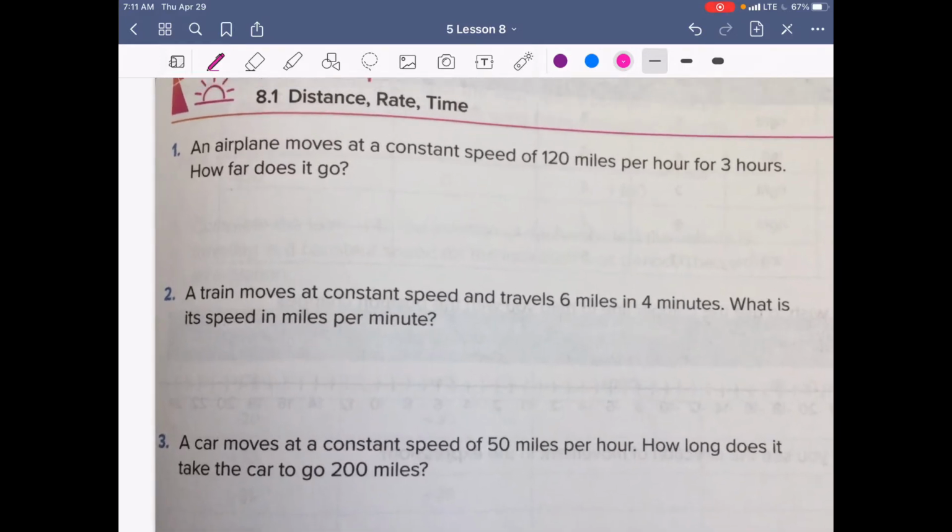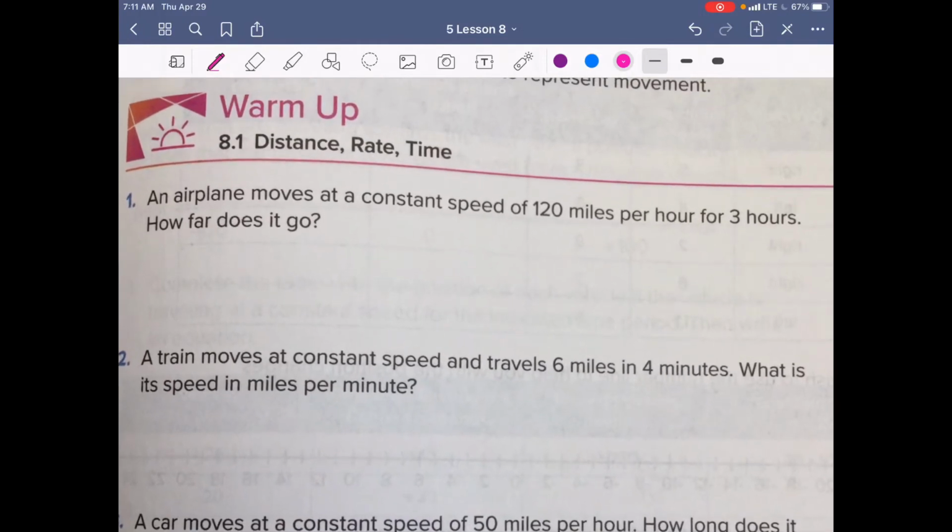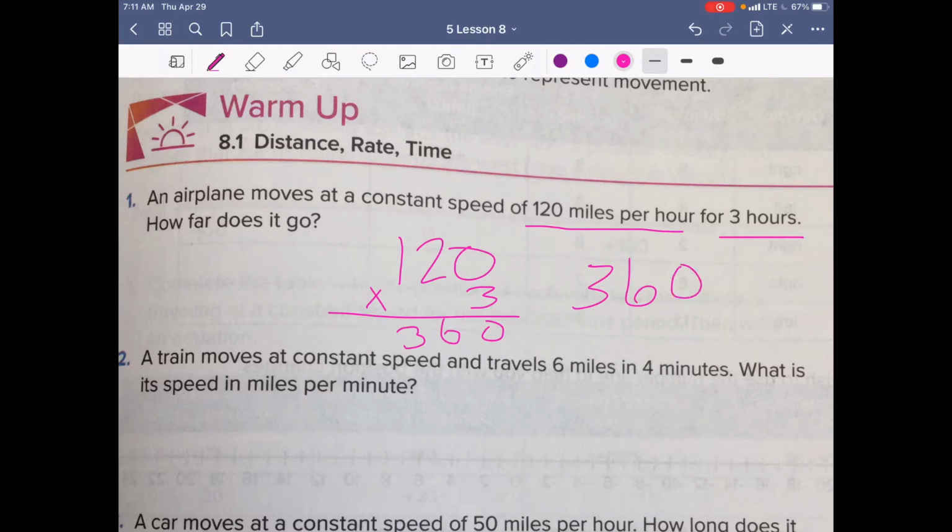Welcome back. Let's take a look at the first one. An airplane moves at a constant speed of 120 miles per hour for 3 hours. How far does it go? This question is asking us how far it is moving in 3 hours, so we would do 120 times 3. 3 times 0 is 0. 3 times 2 is 6. 3 times 1 is 3. It's going 360 miles.